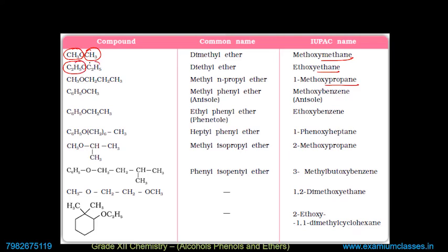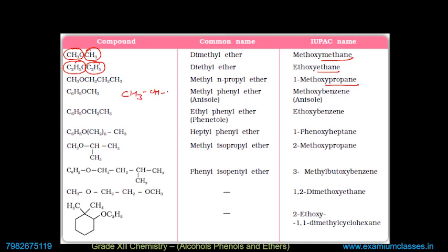ethoxyethane. Okay. Now here the main chain will be the larger one, this one. So it means propane. So you can say methoxypropane, but methoxypropane can be like this also.